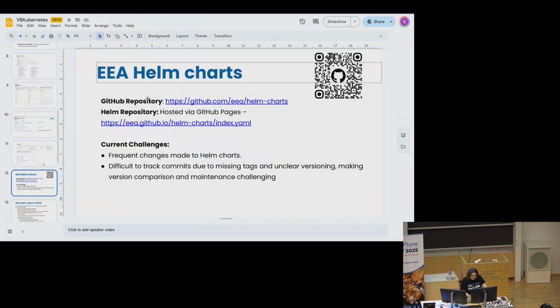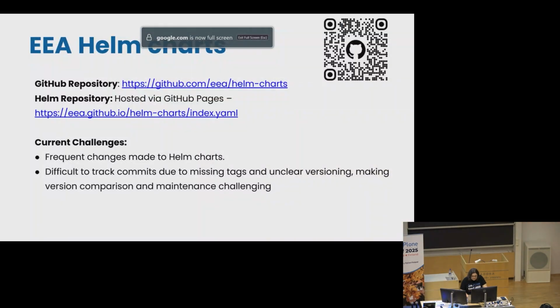Our Helm charts. So, slideshow. Yes. So this is the URL of the EEA Helm charts. It's hosted via the GitHub pages. It's not the best solution, but it's workable. I think we will move it in the future because it's already getting too much. Because we're still in development on the Helm charts, we have a lot of changes and it's very difficult to track commits because there are no tags.